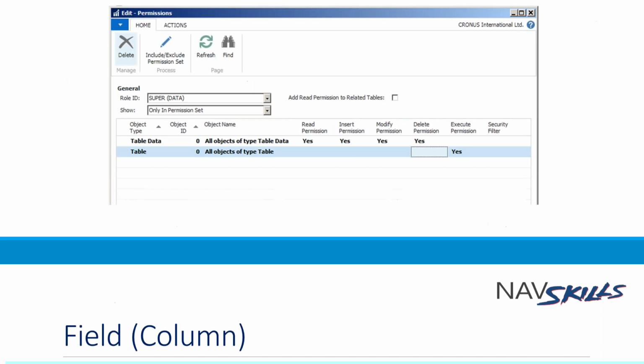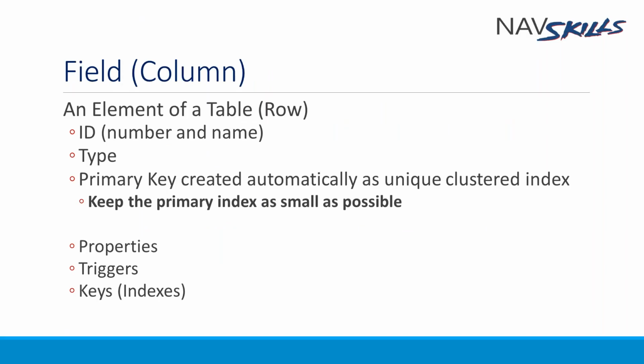Let's start. So what is a field? It's very simple. A field is an element of a table. The table is made up of rows, and each row has a number of identical columns. The core in Navision to start is it needs an identifier. You need to identify what that column is, what the type is, and there needs to be a primary key or an index attached to it. There will be other properties attached: properties, triggers, and keys, and we're going to get to those.